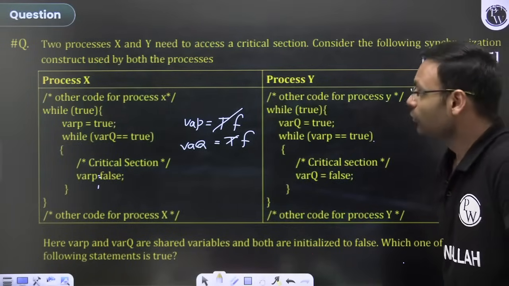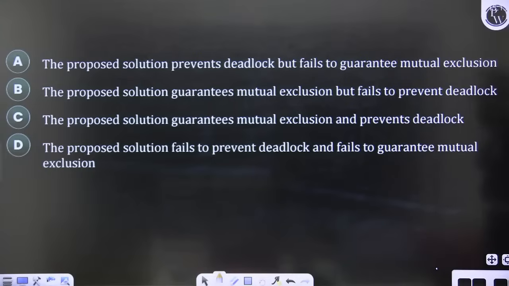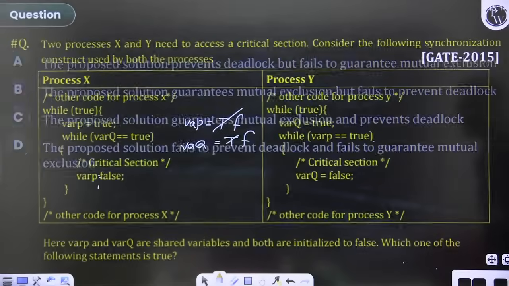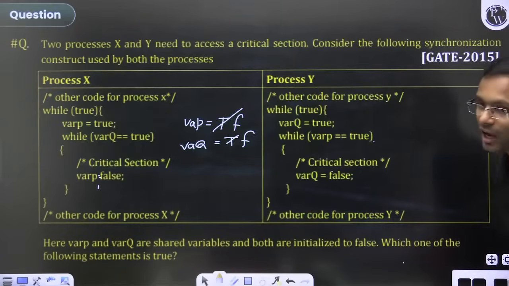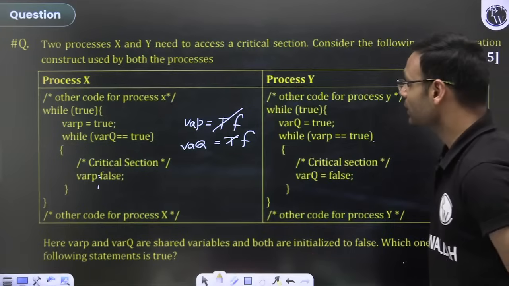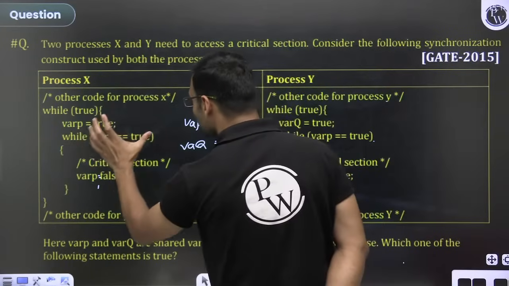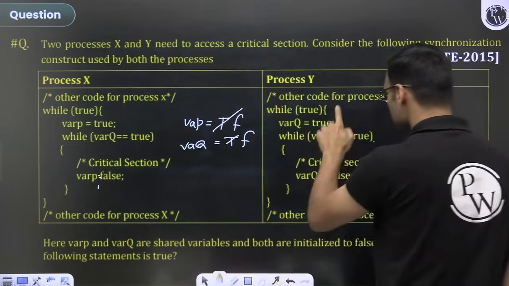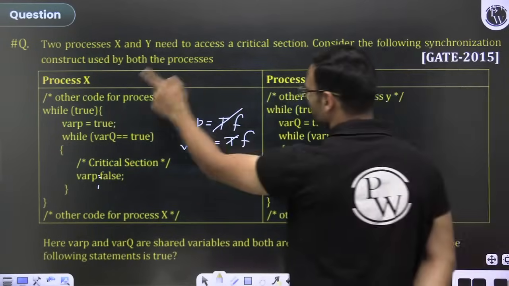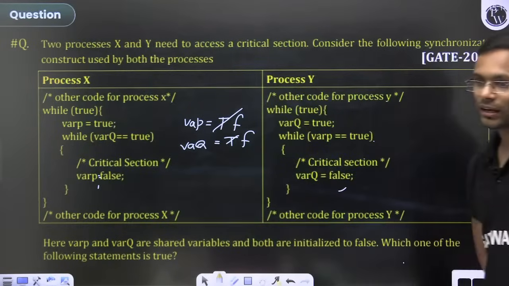So you tell me what should be the answer. Do we have deadlock over there? No mutual exclusion for sure, but is deadlock there? You tell me. How is it possible to have deadlock? Before going for another check, variable p is being made false for this process and variable q is being made false for this process. Condition false, they are coming out.